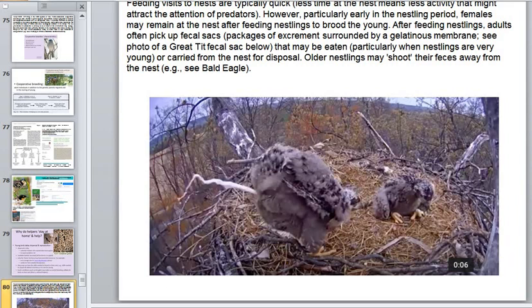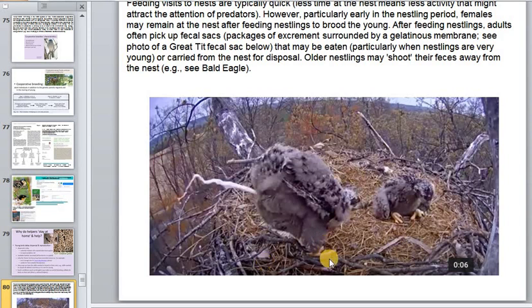In feeding, the visits to the nest are typically quick. Less time at the nest means less activity that might attract the attention of predators. However, particularly early in the nesting period, females may remain in the nest after feeding. Nestlings brood the young. After feeding nestlings, adults often pick up fecal sacs, which are surrounded by gelatinous membranes.